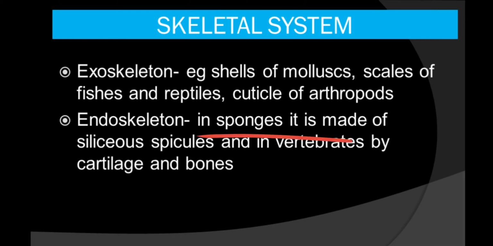So in sponges, the skeleton is made up of siliceous spicules. This is important for you. Just learn this. Endoskeleton in sponges is of siliceous spicules type, whereas in vertebrates you will observe cartilages and bones, meaning the endoskeleton is made up of bones and cartilage.